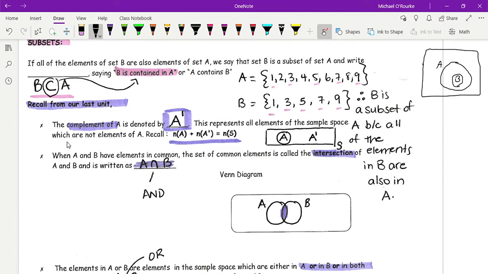Now, if we remember from our last lesson this morning, the complement is everything that's not in the set we're looking at, right? So if we look at set A, the complement is everything that's not in set A. Does that make sense to people?